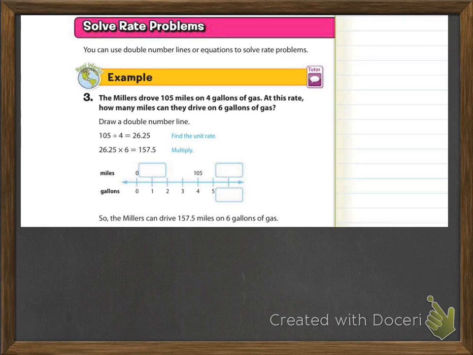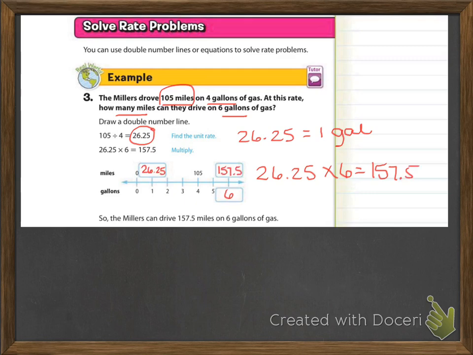So now it says the Millers drove 105 miles on 4 gallons of gas. At this rate, how many miles can they drive on 6 gallons of gas? So if we have 105 miles on 4 gallons, how far can they drive on 6? As you can see, they divided 105 by 4 to get the unit rate. So for every 1 gallon, they drive 26.25 miles. So 26.25 is equal to 1 gallon. Now you just take the 26.25 and multiply that by 6 and you get 157.5.